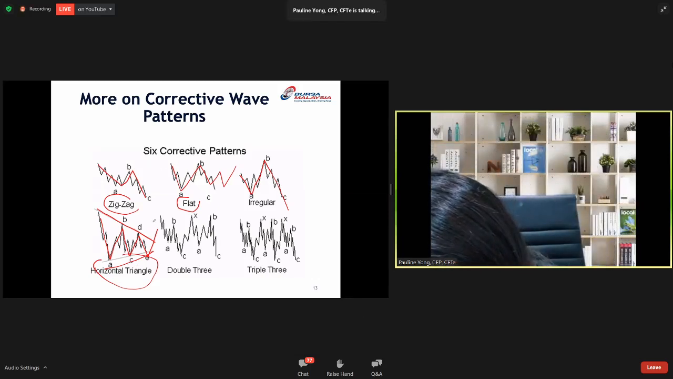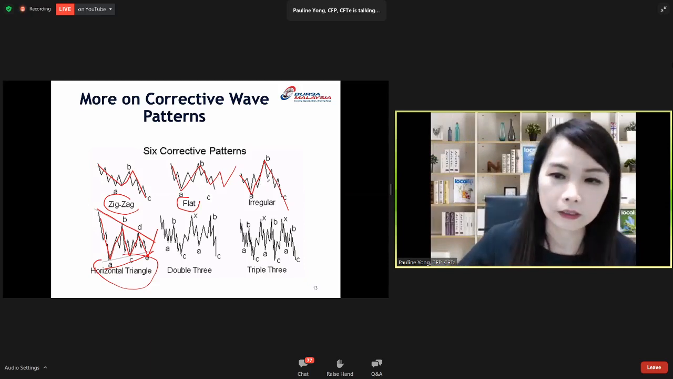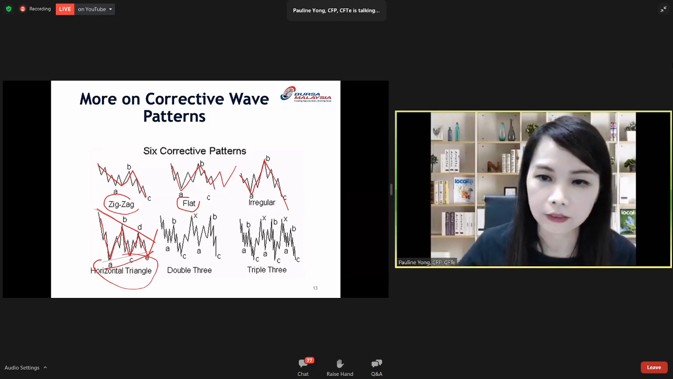Okay, irregular looks like the mirror of a horizontal triangle. Yeah, it does look like a triangle, but then you look at this, you have a higher high over here, and here you don't have a higher high. Okay, so that is the difference.